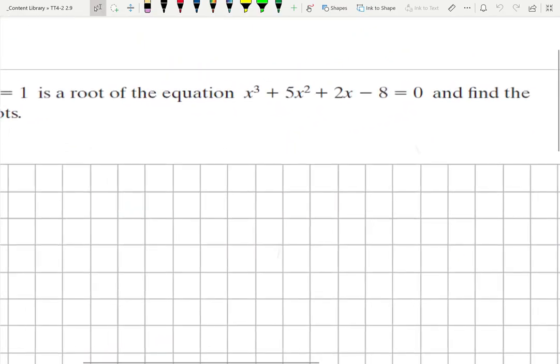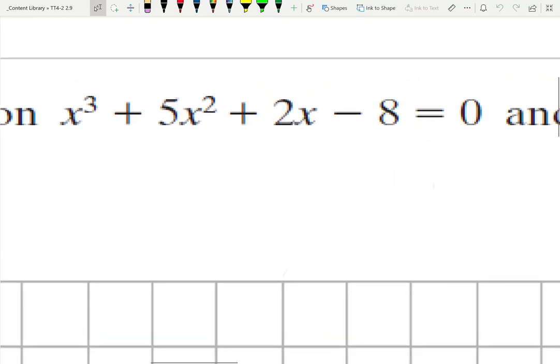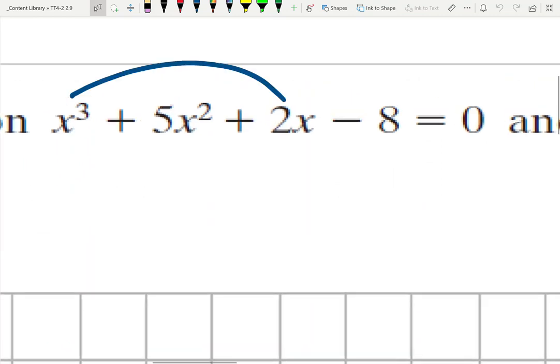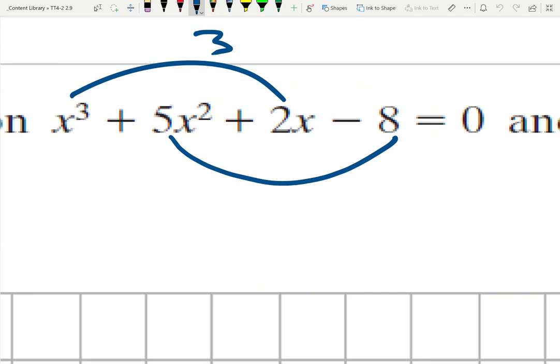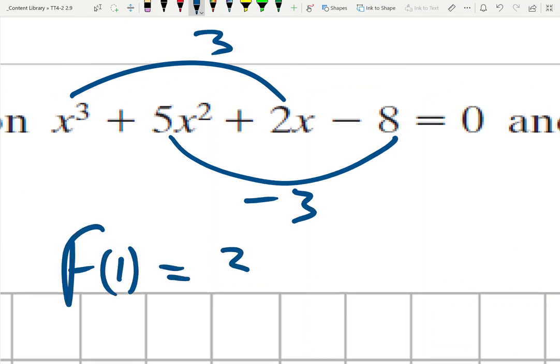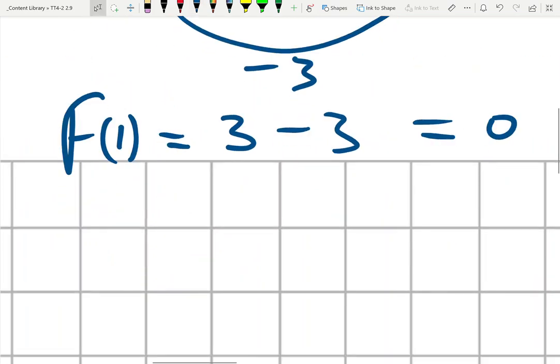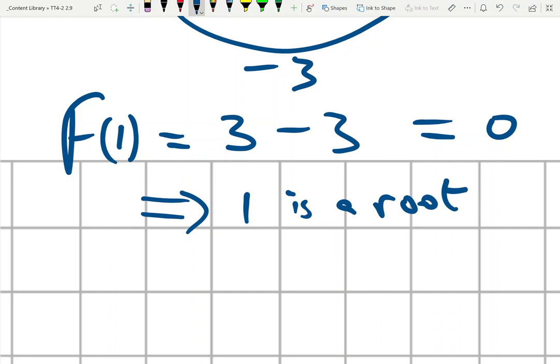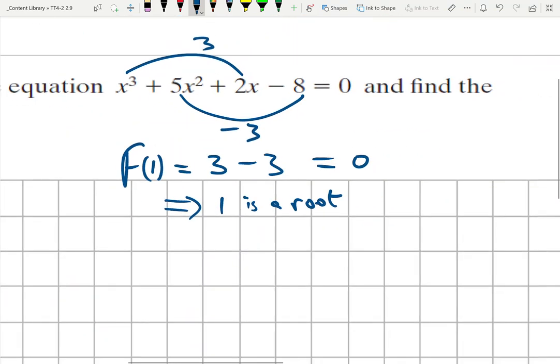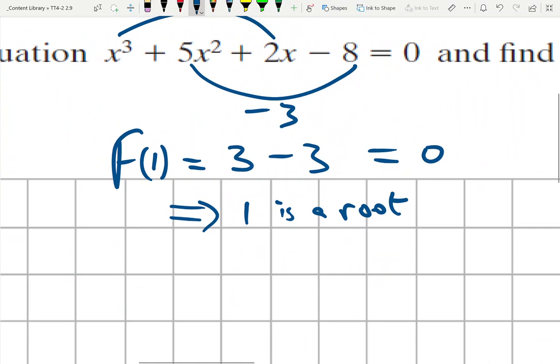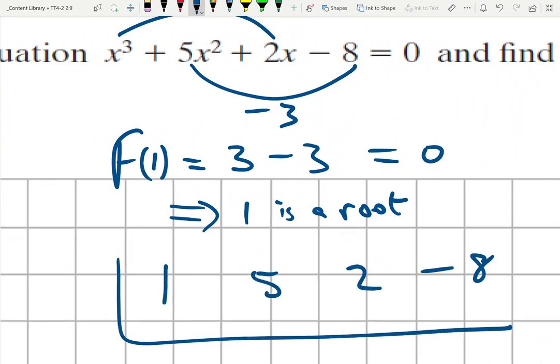Show that 1 is a root. Sure, that's something we would be looking for anyway. You don't have to ask us to do that. f of 1 equals 3 minus 3. Okay, so we're going to put 1 in. Putting in the root.